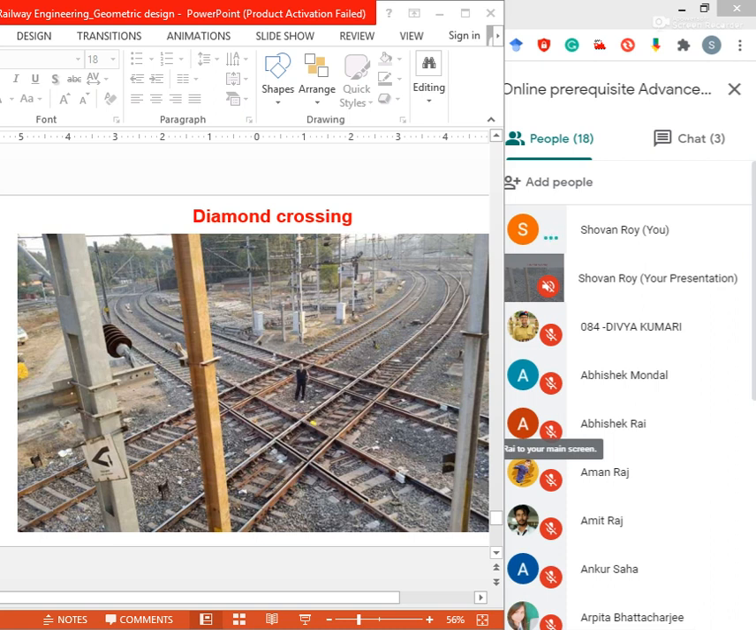And finally, the non-block stations or D class stations. D class or non-block stations are located between two block stations and do not form the boundary of any block sections. No signals are provided at D class stations.